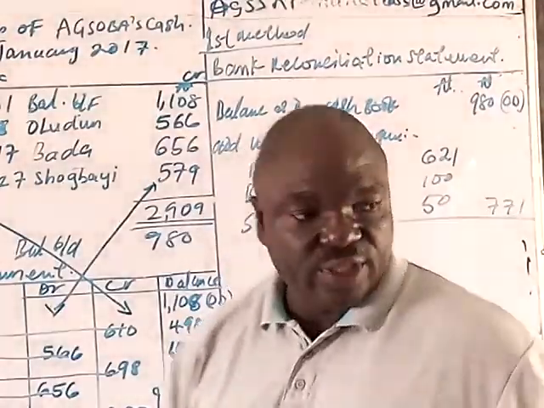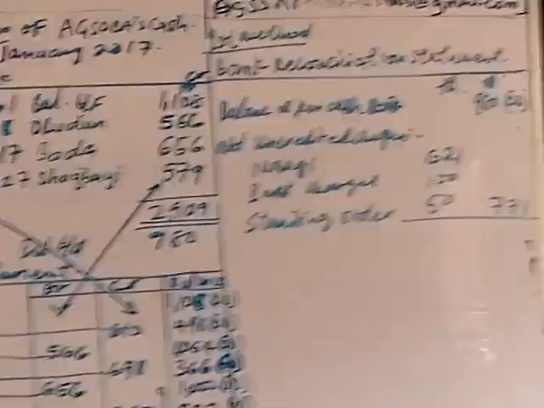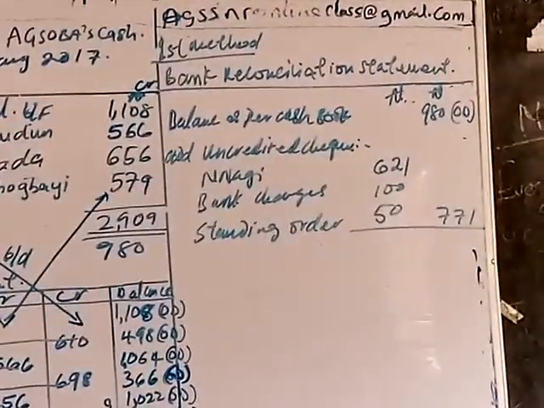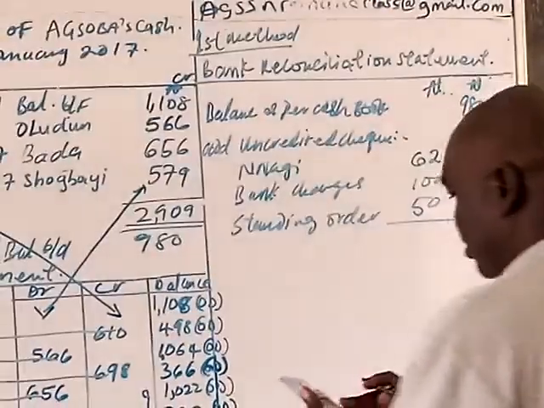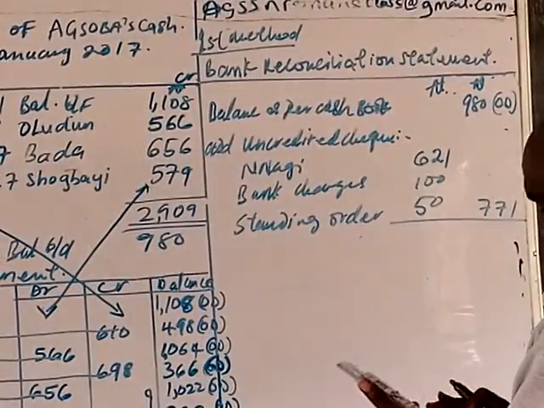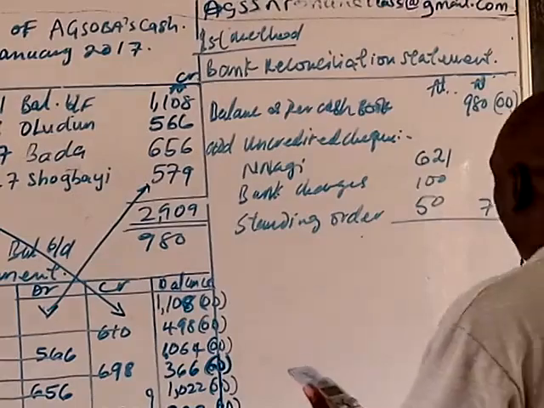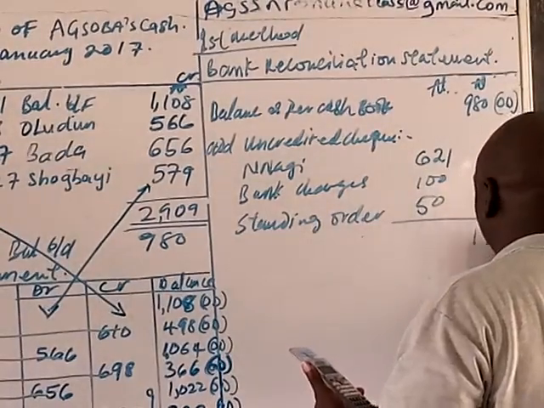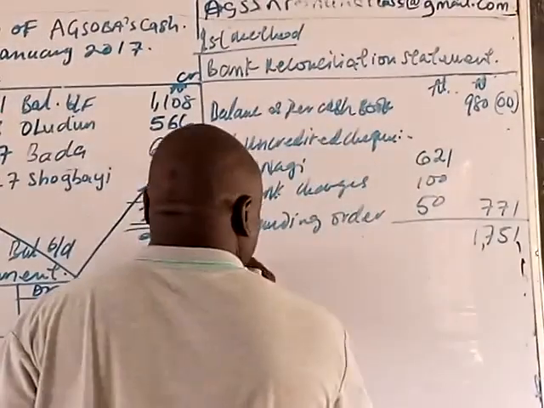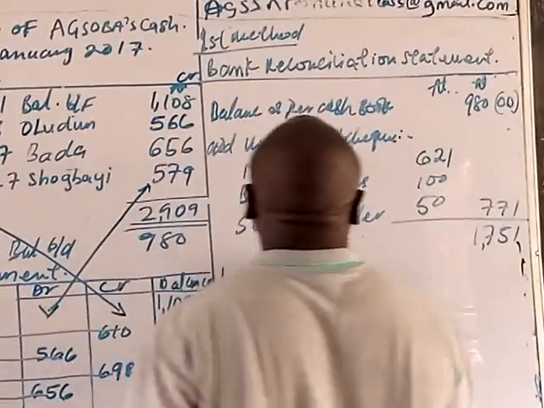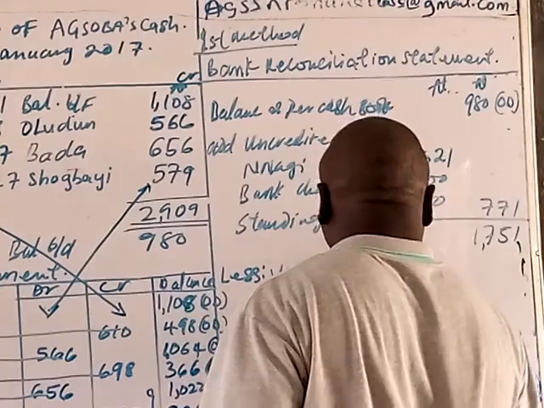Now, like I always say, you have to look for your calculator. You add it together. That is our 980. You add 771, which will give us 1,751. Then the next thing you do, you less your unpresented check.